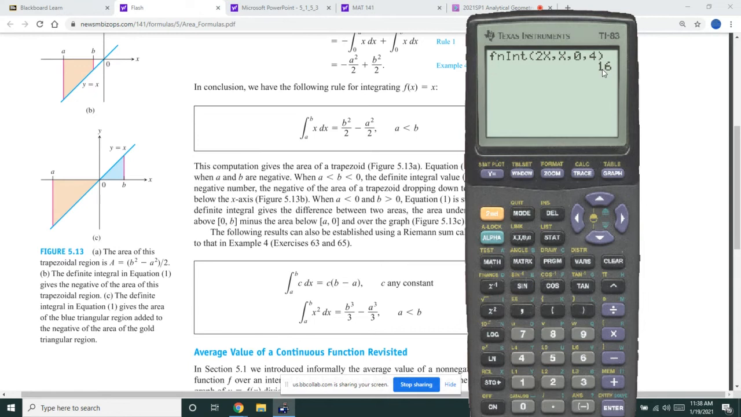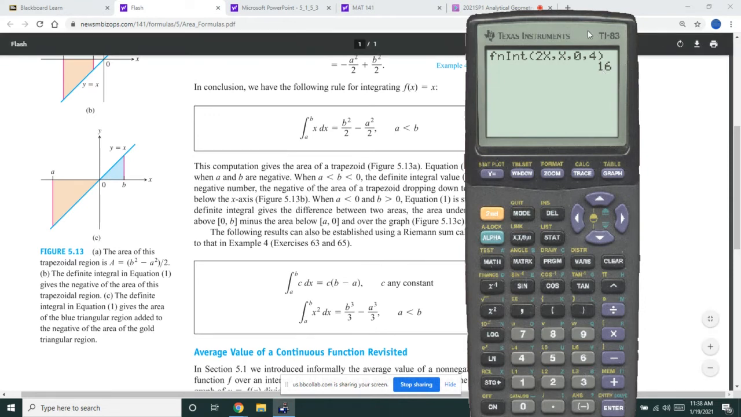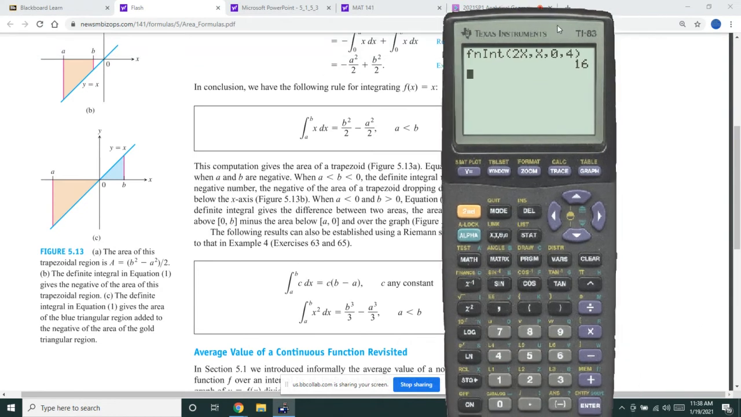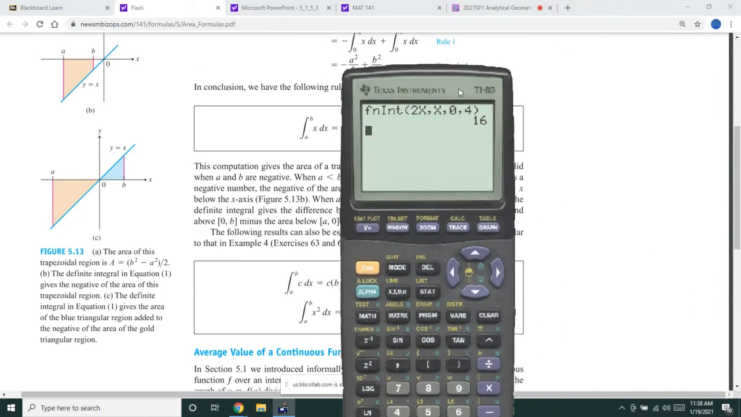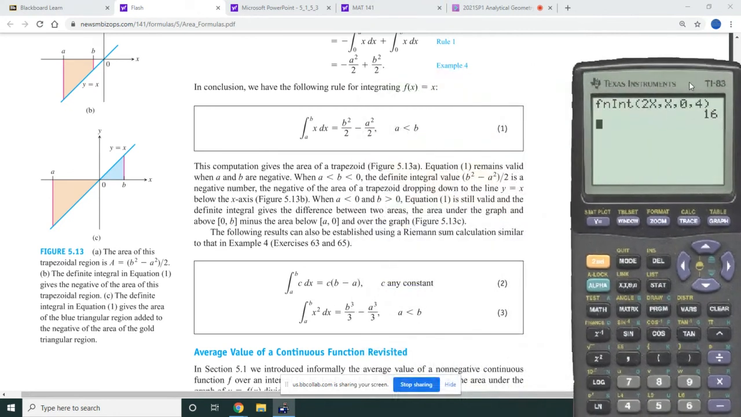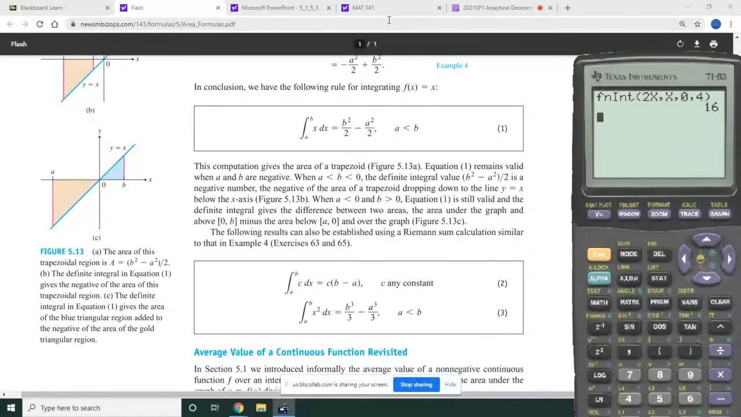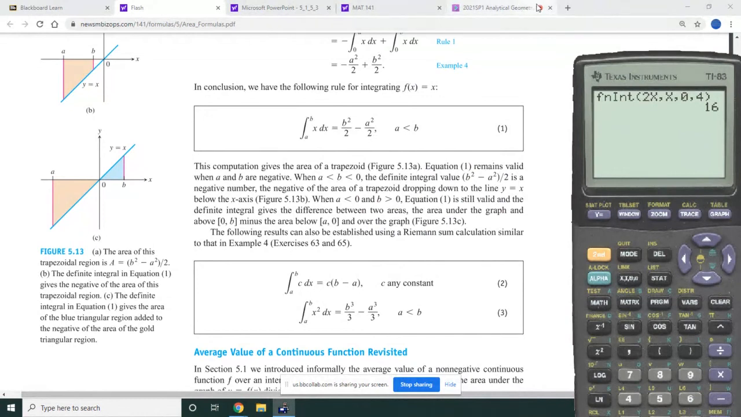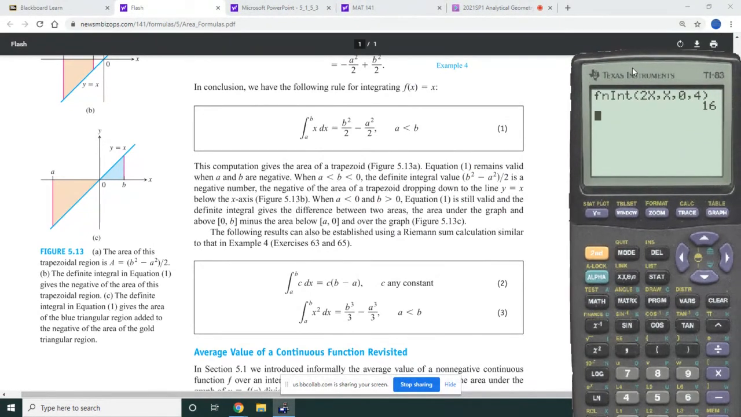All right, so we just looked at, I guess, 3 ways to integrate. You can integrate by using a classical formula if possible. You can integrate by using the area formulas. You can also use a calculator. Okay. All right, I'm going to go back to our document camera.